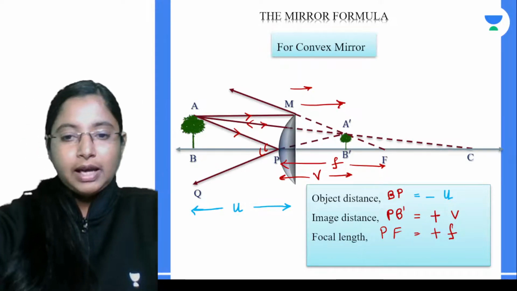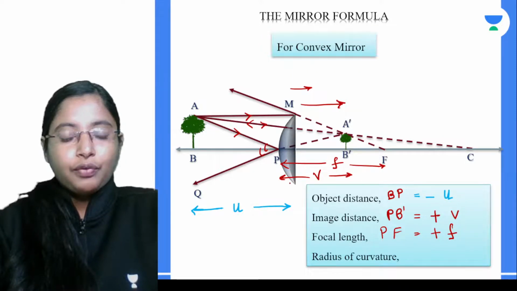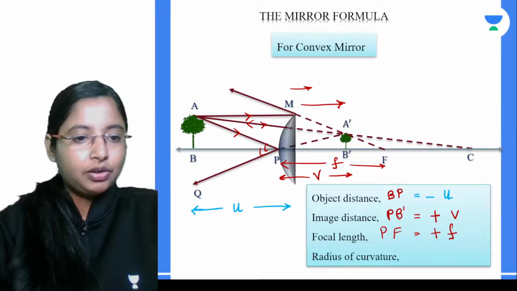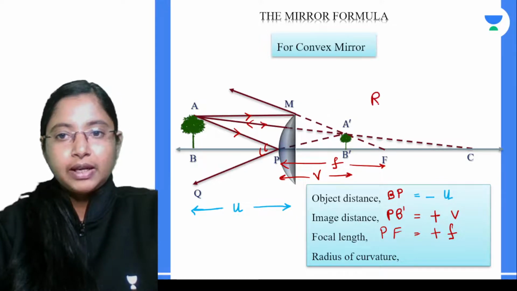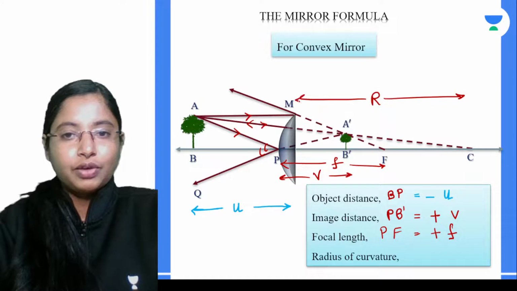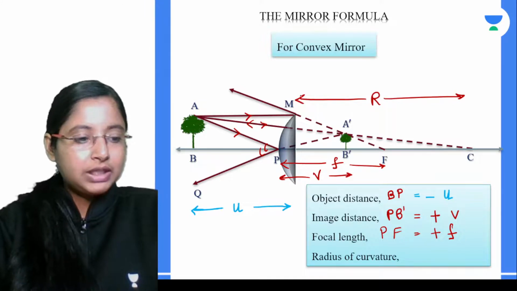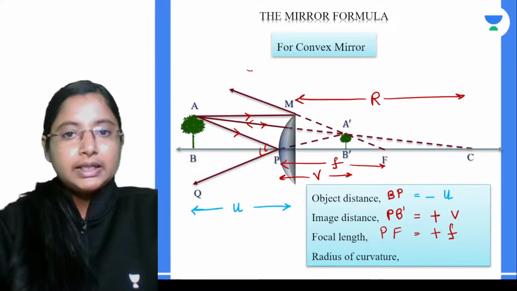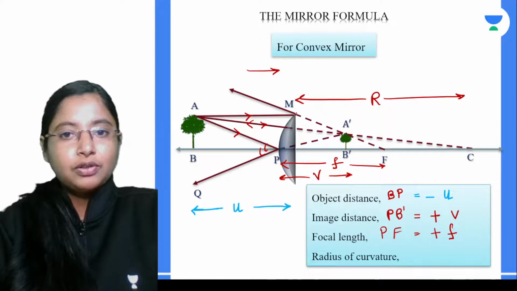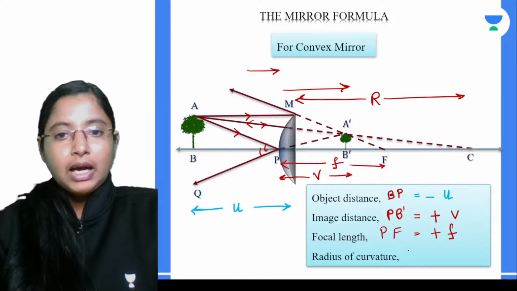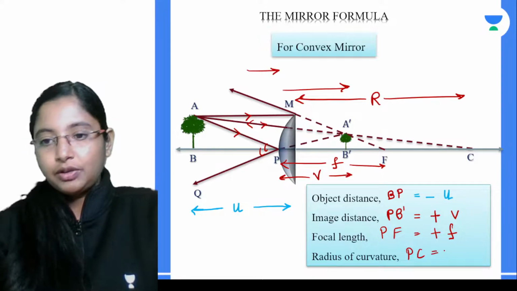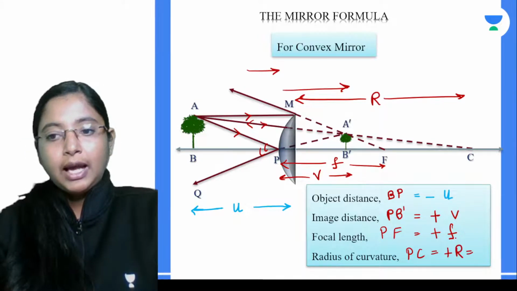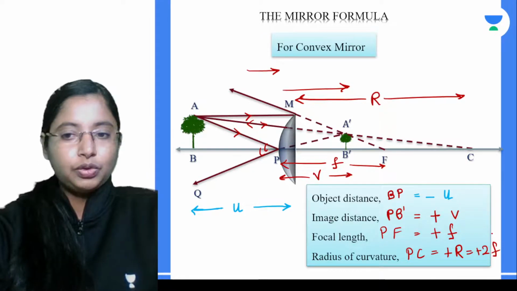Now the last one is the radius of curvature. From the pole to the center of curvature, what we have is the radius of curvature R. The incident ray is in this direction, and to measure the radius of curvature we go in the direction of the incident ray. So PC, the radius of curvature, is again a positive value, and we know the radius of curvature is twice the focal length. That's all you need to know to do the mirror formula.